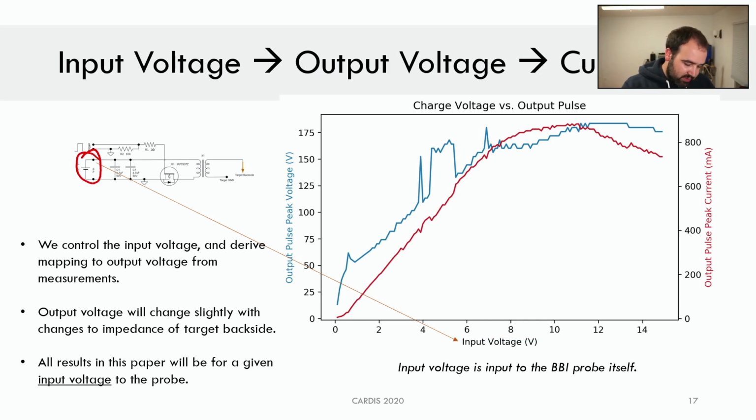And you can see there's this generally linear relationship between the input voltage and both the current and voltage output, which is what you sort of expect. It's going to vary with changes to the impedance of the target backside, which means as I move the probe around, as I change the target, things like that. But you can see roughly you're getting up to 150 to 175 volts, right? And about at peak, a little over 800 milliamps. So it's not massive currents or voltages, which means this probe seems to be very reasonable for doing this.